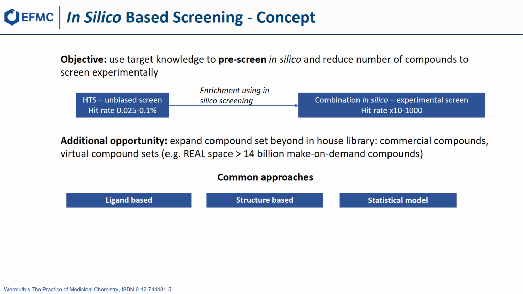An additional opportunity is that you can expand the compound set beyond the one that you actually have in-house. You can screen commercial compounds or even compounds that don't exist, virtual compounds. There is, for example, the REAL space, which contains 14 billion make-on-demand compounds that you can purchase if there are hits from your in silico screen. So we're going to go into three common approaches: ligand-based, structure-based, and statistical model.